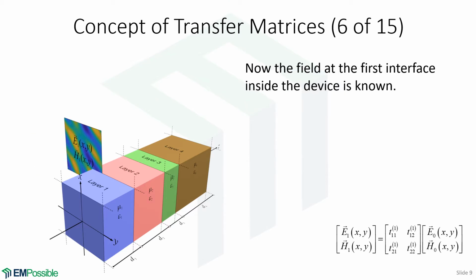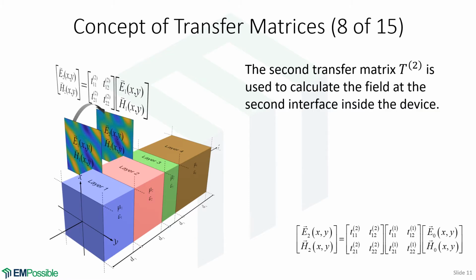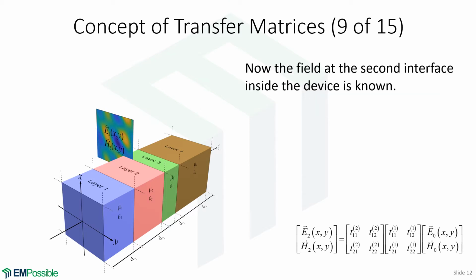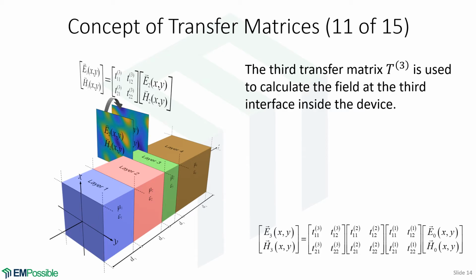At this point, we know the field at the interface between layer 1 and layer 2. We now would like to know what the field is between layer 2 and layer 3, so we calculate the transfer matrix associated with layer 2. And by the way, that's what the superscript up here is indicating. That's which layer the transfer matrix is associated with. Once we know that, now we can go ahead and calculate the field between layer 2 and layer 3. So that field is known. Then we calculate the transfer matrix associated with layer 3. Given that, we can calculate the field at the interface between layer 3 and layer 4.